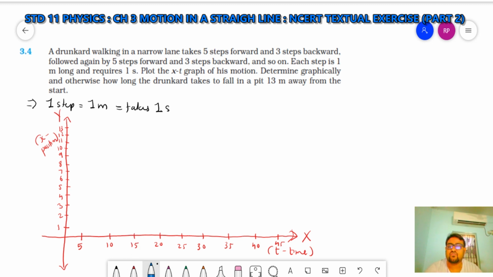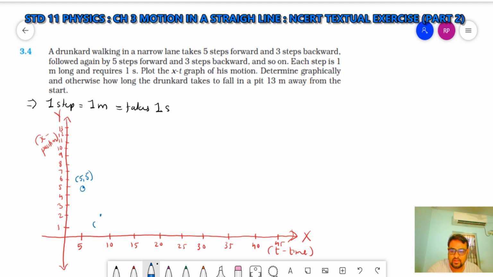Now I'm drawing the graph. See, 5 steps, 5 seconds. So 1, 2, 3, 4, 5 here and 5 seconds, which is 5 steps or 5 meters. The x coordinate is the time, the y coordinate is the position. Then 3 steps backward, so 3 seconds. 5 minus 3 equals 2. And time never goes backward, so 5 plus 3 is 8.